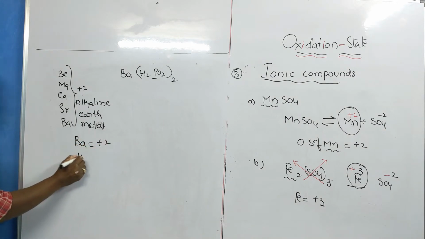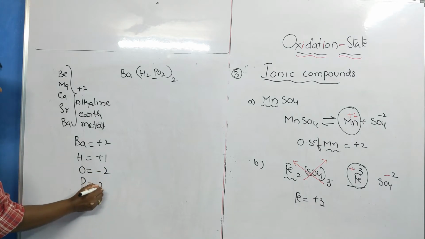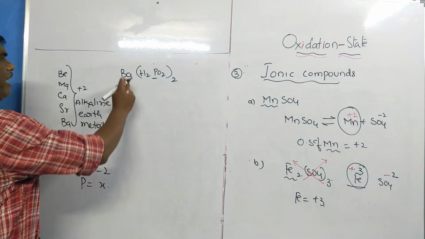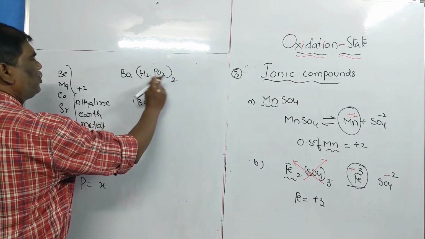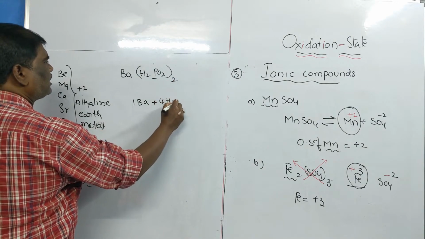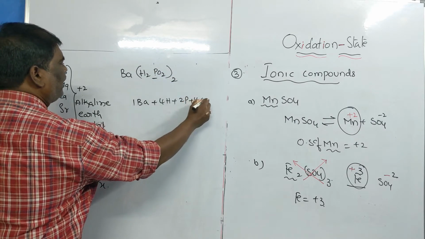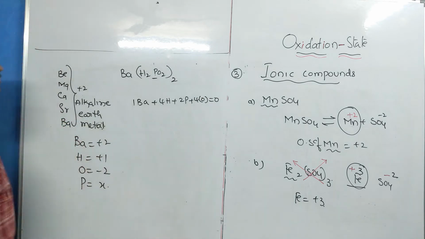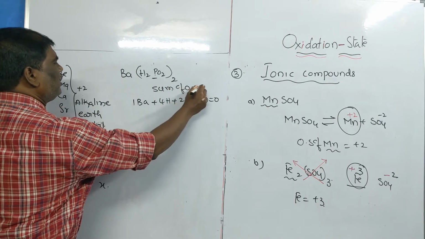You know hydrogen is generally +1. Oxygen is -2. Phosphorus, let us say some x. Now I am expanding: 1 barium plus 2 2s are 4 hydrogens plus 2 phosphorus atoms, 2 2s are 4 oxygen atoms. Totally this is a molecule. For that one, the sum of oxidation states is 0.